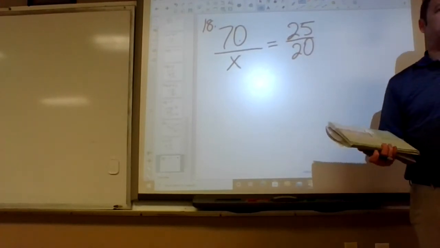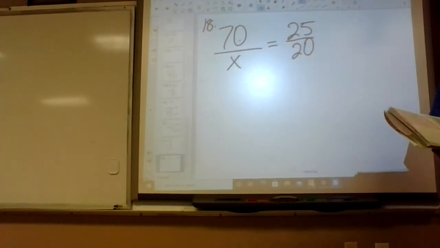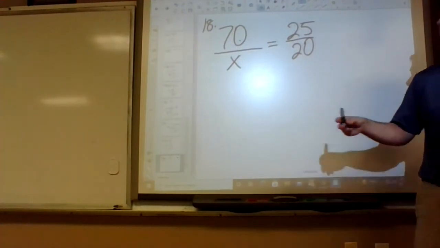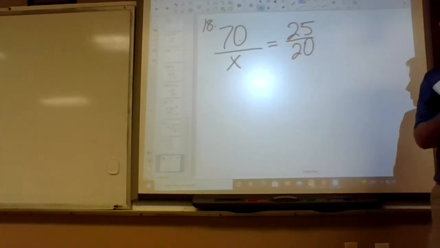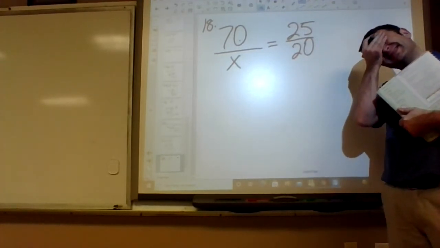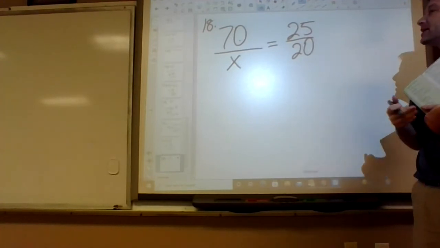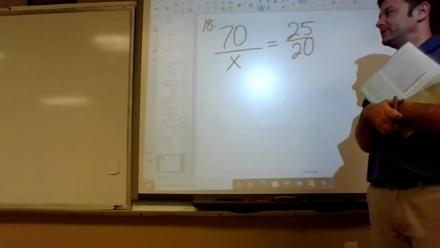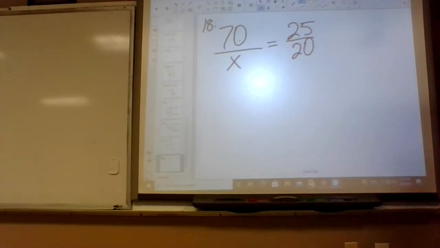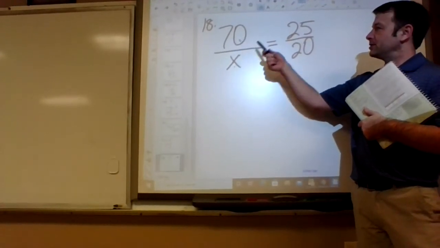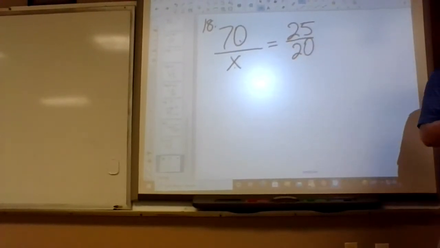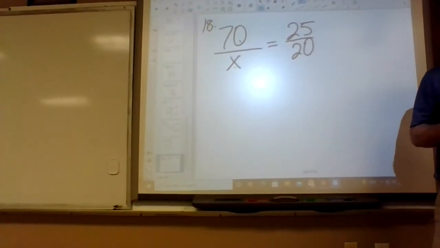X stands for the perimeter of the small triangle. The ratios of the perimeters should be the same as the ratio of the sides. Yeah, it's 1400 divided by 25. 56. But wait, X is the perimeter of the small triangle. Yes. Big triangle to small triangle equals big triangle to small triangle. Wait, what's 70? 70 is the perimeter of the big triangle.